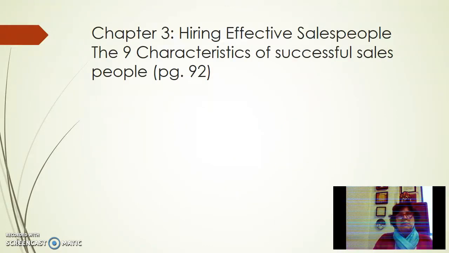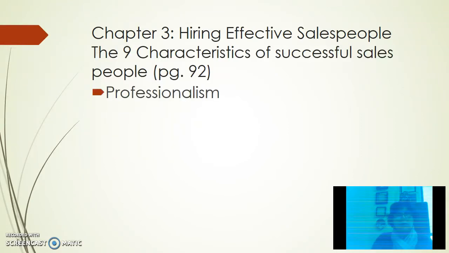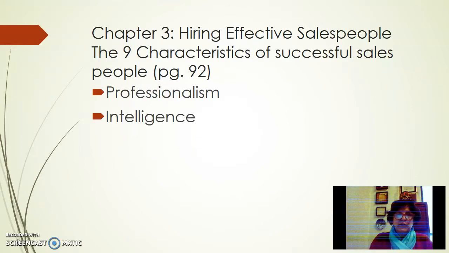Hiring effective salespeople. Oh my gosh. This is found on page 92. How do you hire the ideal salesperson? Good thought. Well, I would tell you that we are looking for people who will have elements of professionalism. They dress the part, they speak well, you can take them out in public and they won't embarrass you. They can dine well, they know how to ask questions, they know how to listen. That's an element of professionalism.